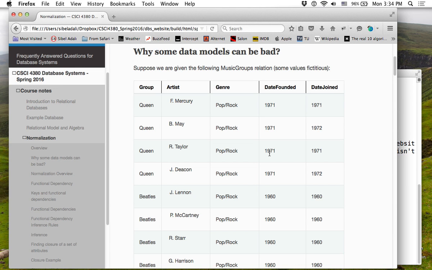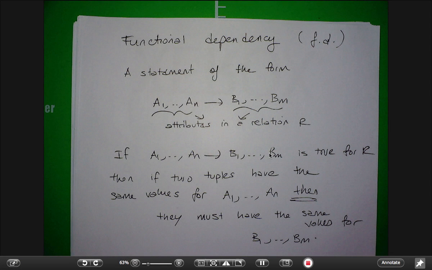If two tuples have the same group name and artist, then they must have the same date joined, right? I mean, we don't have two Freddie Mercury, but if there were, then they must have the same date joined. I may have other information, but these two should imply this. So that's what we are trying to write.